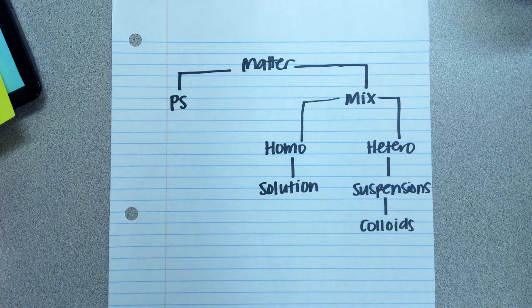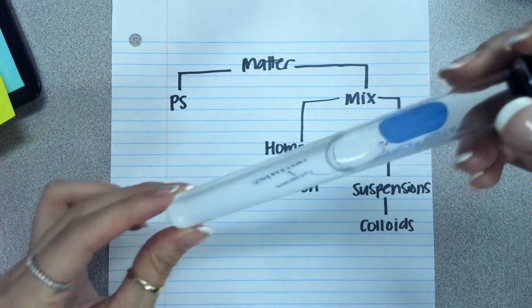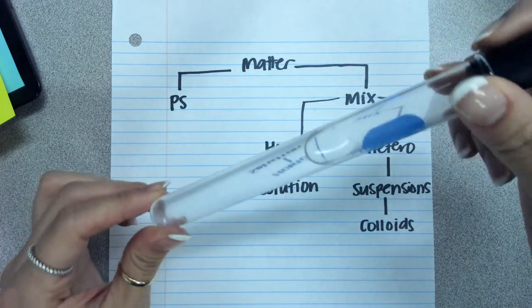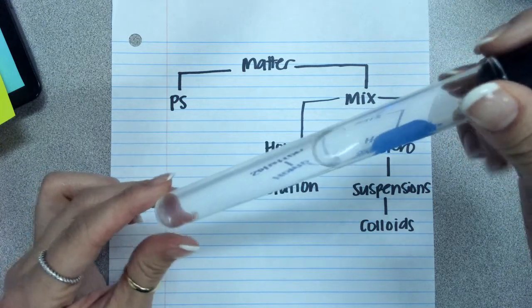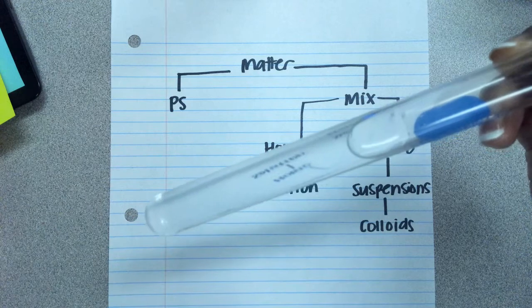So the first one we're going to look at is solutions. An example of a solution would be something like salt water, and I have some in the test tube here. Appearance-wise, solutions are clear, they're transparent, and they're homogeneous. So again, it's clear. You can see my hand through it as I move underneath it.